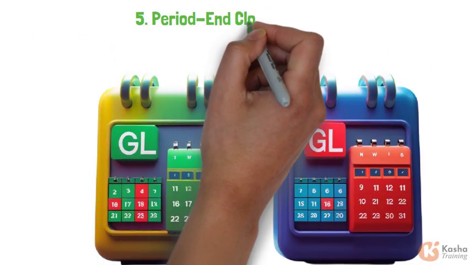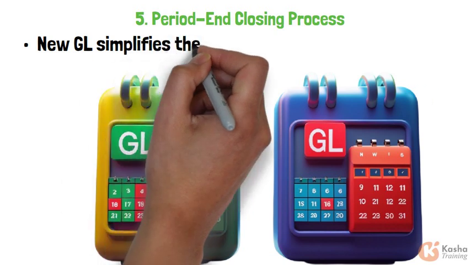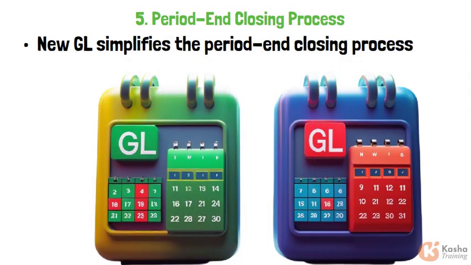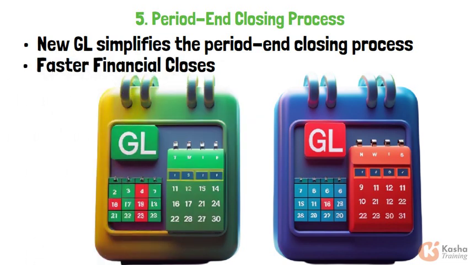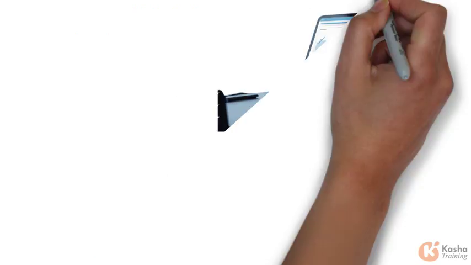5. Period-end closing process. New GL simplifies the period-end closing process by eliminating the need for reconciliation ledgers and balance sheet adjustments, leading to faster financial closes compared to Classic GL.